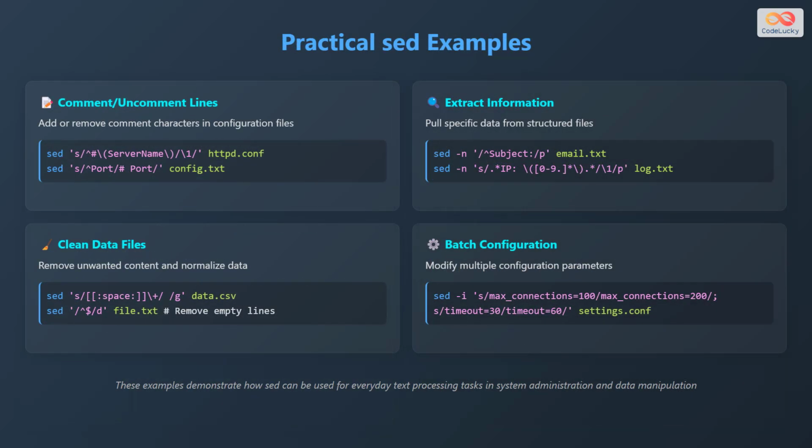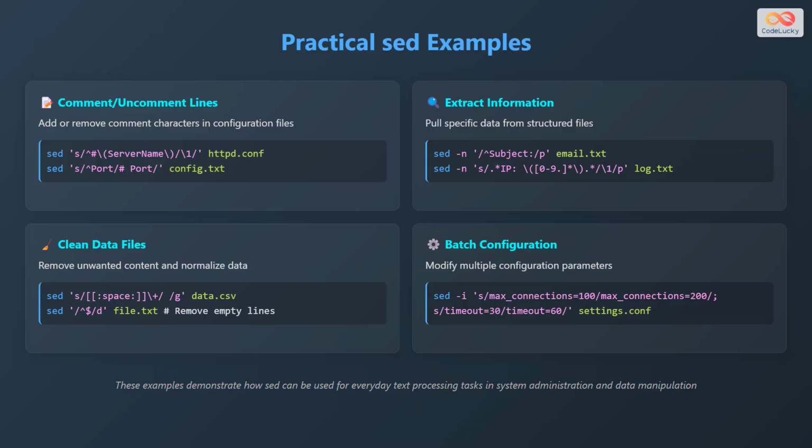Let's look at some practical sed examples. To comment or uncomment lines, use sed 's/^#servername/servername/' to uncomment, or sed 's/^port/#port/' config.txt to comment out a line. To extract information, use sed -n '/^Subject/p' mail.txt to extract the subject line from an email file, or sed -n 's/.*IP \([0-9.]*\).*/\1/p' log.txt to extract IP addresses from a log file.